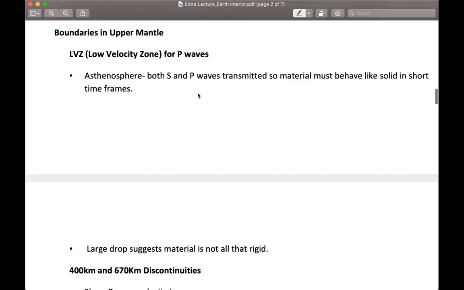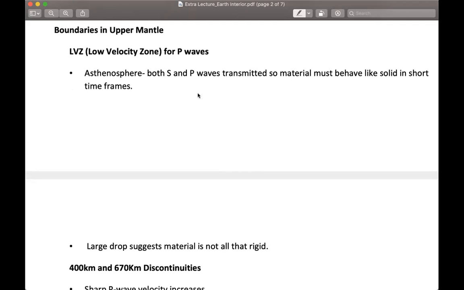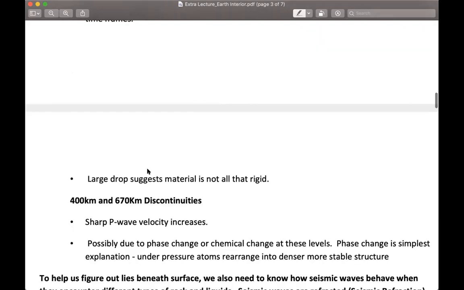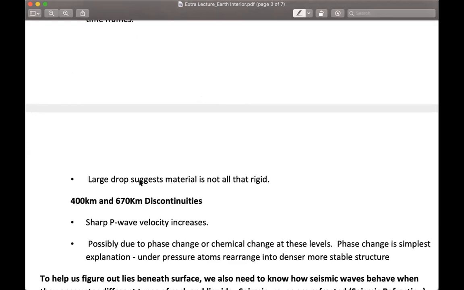So in the asthenosphere, both S and P waves are transmitting. So what is the meaning of that? The asthenosphere should be a solid material, right? It should be a solid material, but there are some instances where S waves are interrupted. S waves are interrupted, right? That means it shouldn't be all solid in that case, because S waves are not transmitted through liquids. Interruption means the medium is not entirely solid. So that's why we call the asthenosphere semi-solid.